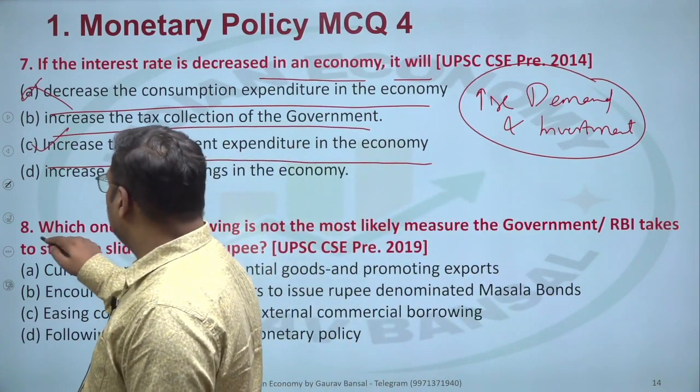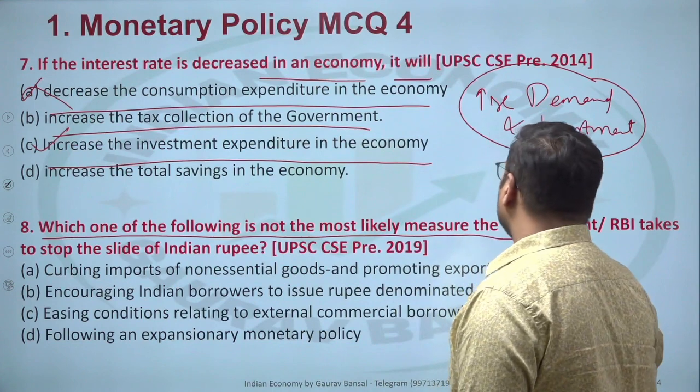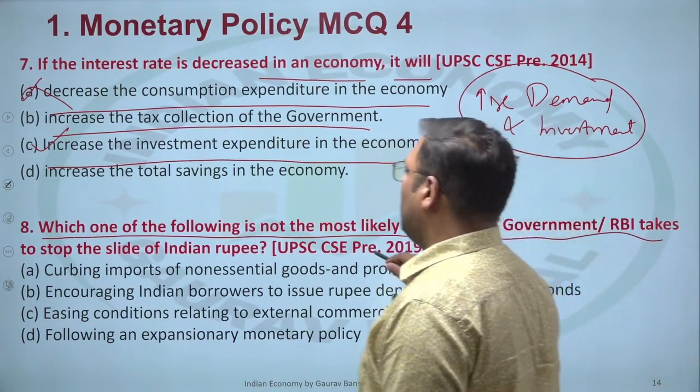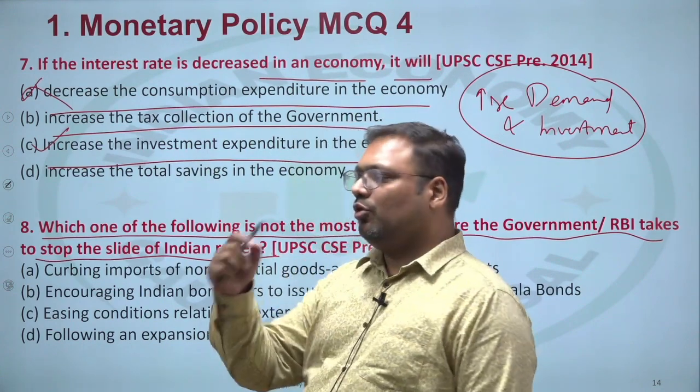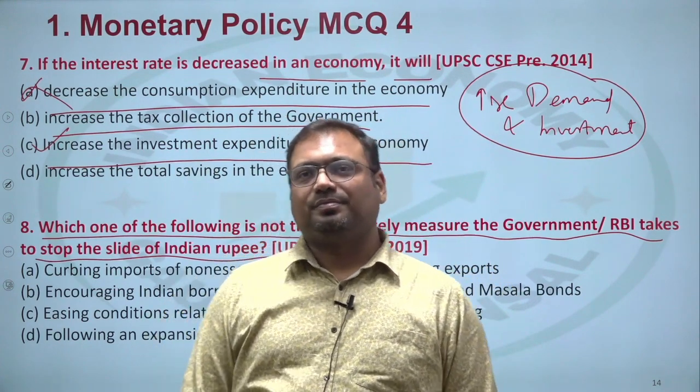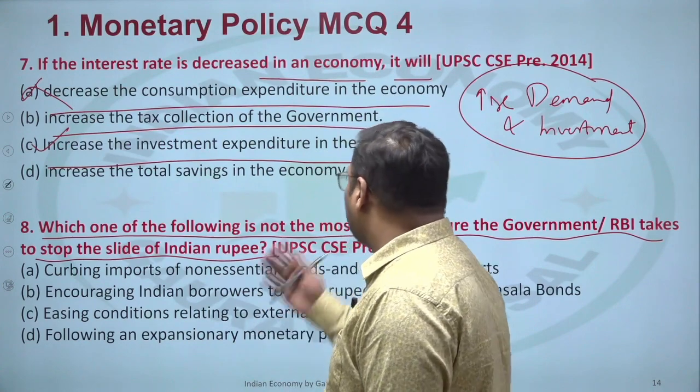8th, which one of the following is not the most likely measure of RBI to stop the slide of Indian rupee? If RBI wants to prevent the depreciation, then what is not likely to happen?